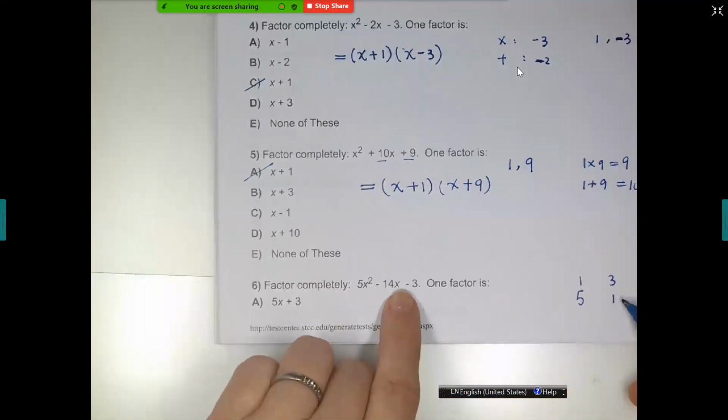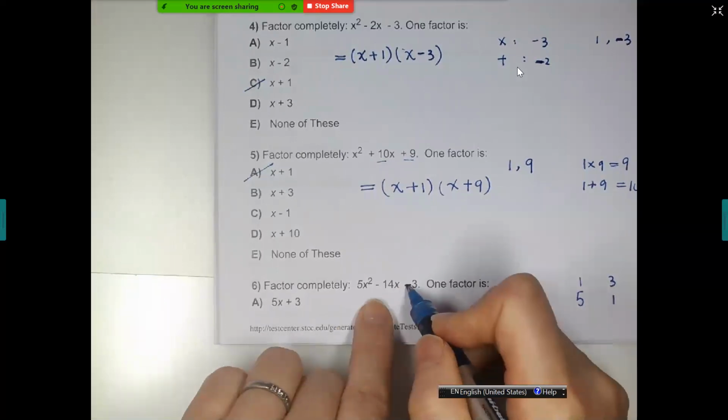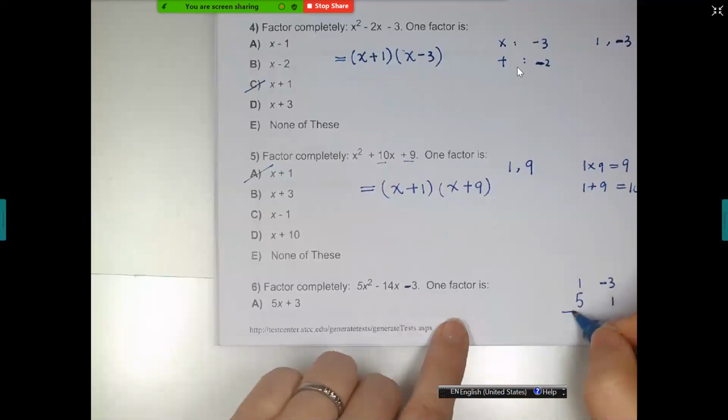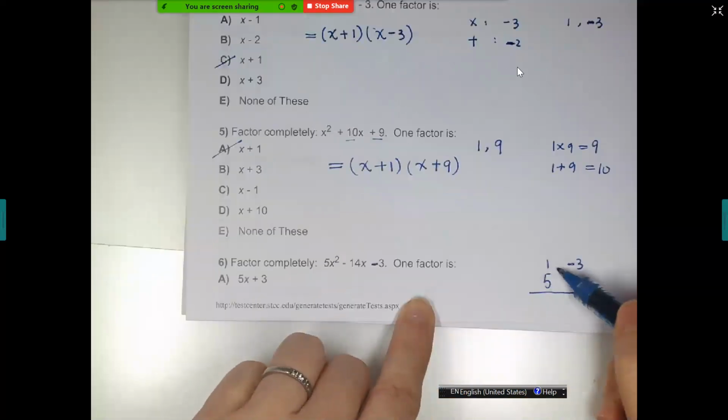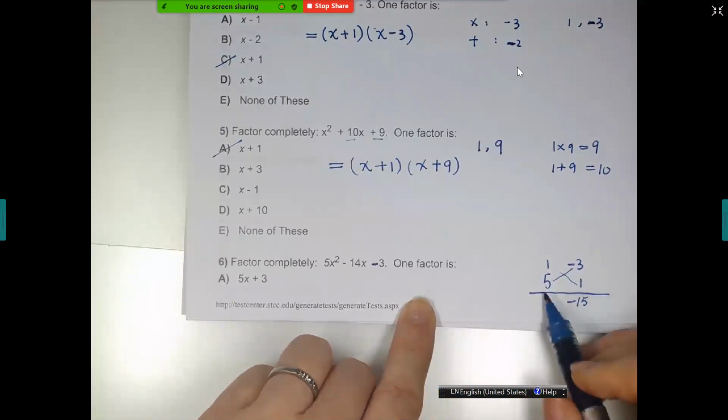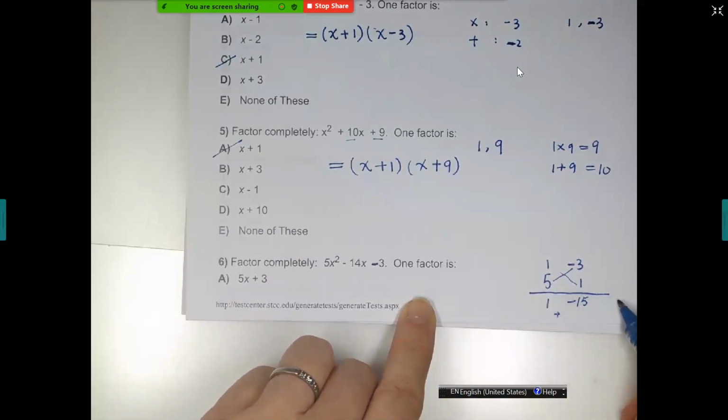And to get a -3, of course, either 3 or 1 should be negative. So don't forget this -3 here. If I put a negative sign right here, let me check if this is the right combination or not. So do the cross multiplication. 1 times 3, that is 3. 5 times -3, that's -15. And then I add those two numbers, 1 plus negative 15. What is the sum? That is negative 14.